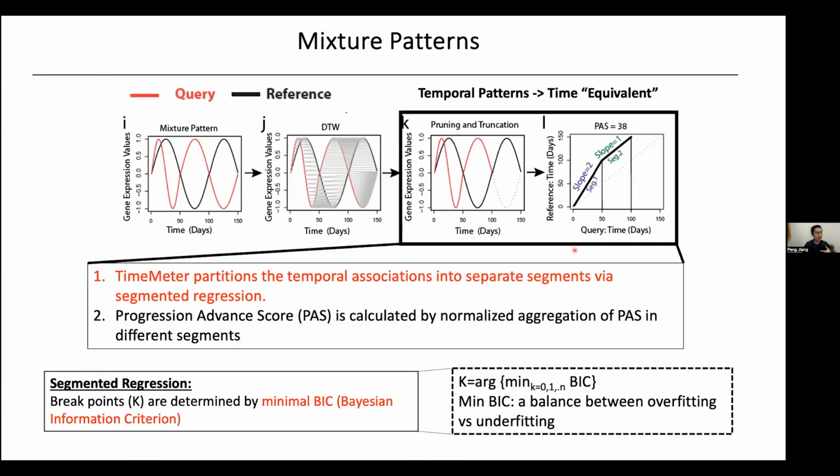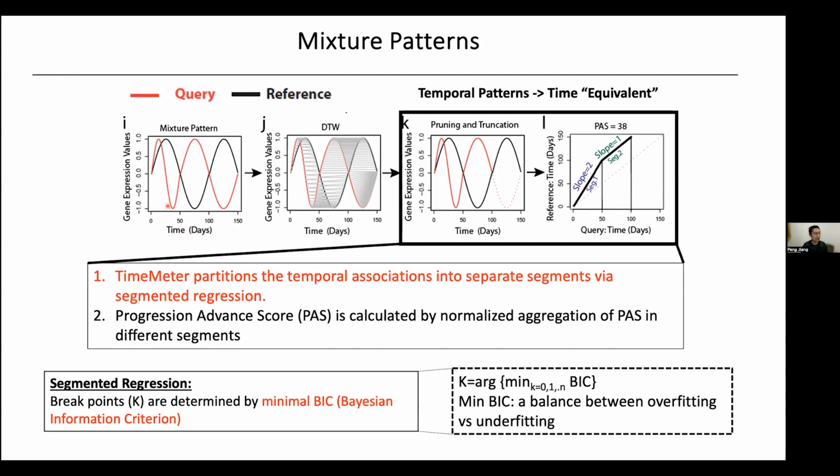If the pattern contains multiple sub-patterns, for example, the query contains two sub-patterns. If you see the time in days, for the first 50 days, the red one is much faster than the black one. But after 50 days, the speed is the same. However, because of the speed difference in the first 50 days, a shift is generated. So this is called a mixture pattern.